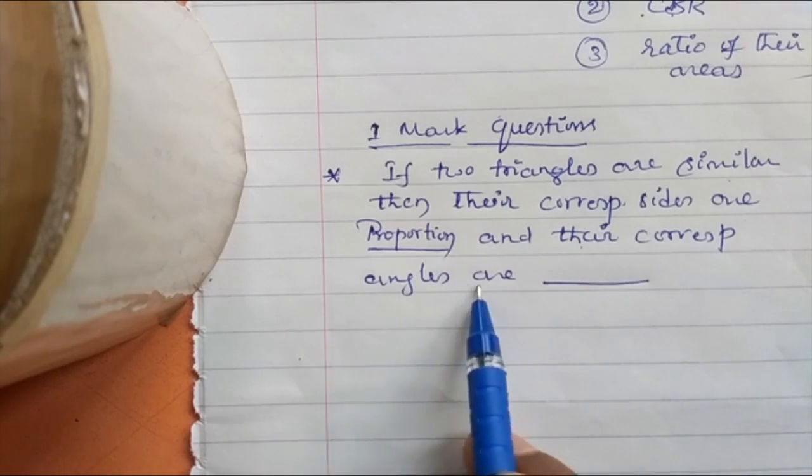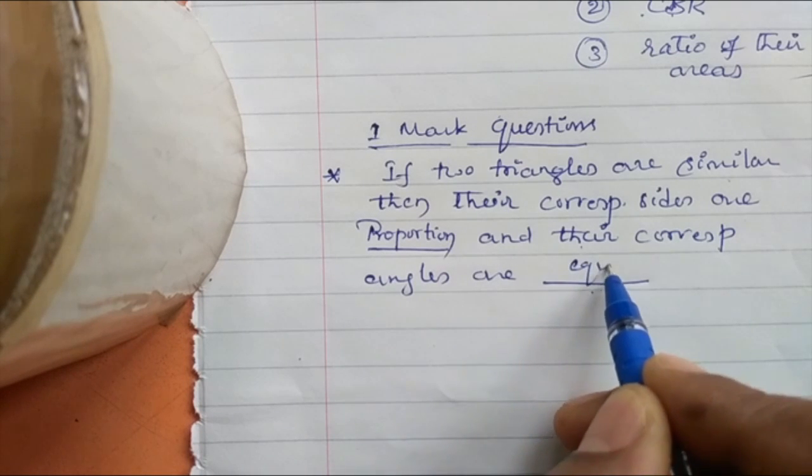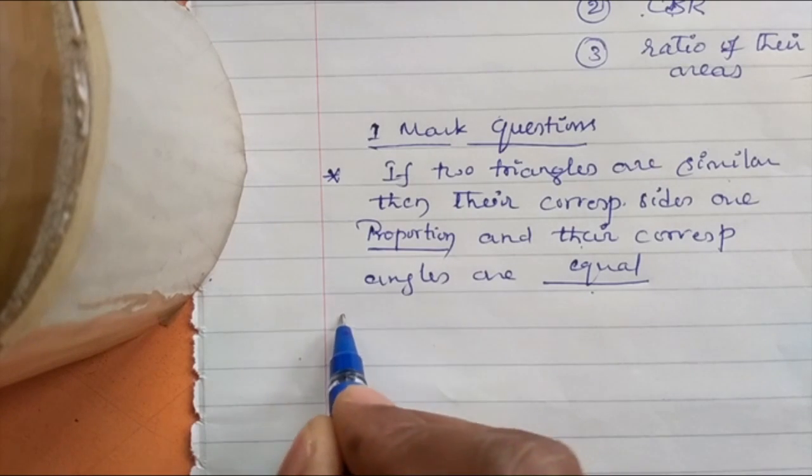Their corresponding angles are dash. In similar triangles, corresponding angles are equal. Angles are equal, but sides are in proportion. This is a very important concept in similarity of triangles.